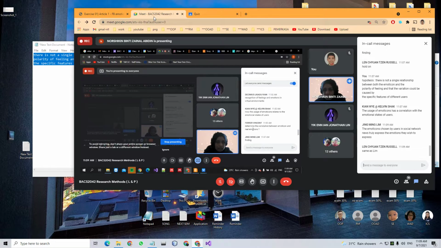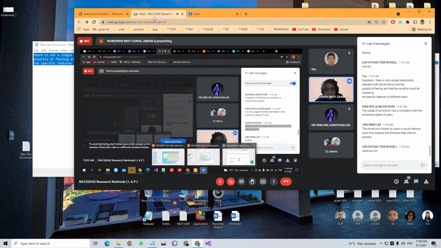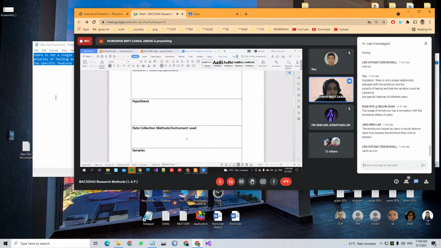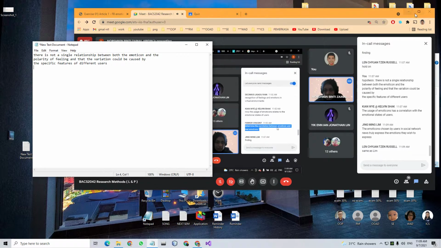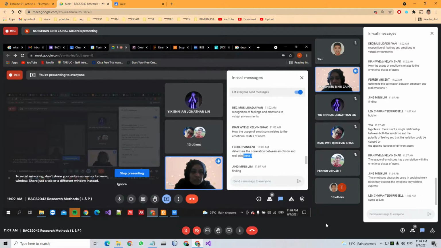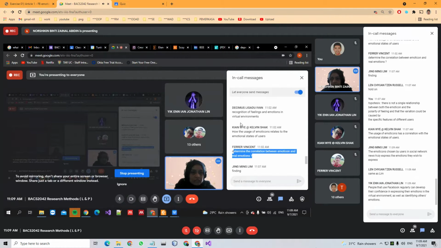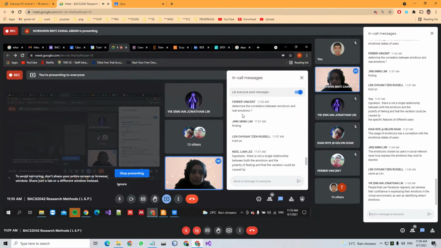To Shak and Farah: determine the correlation between emoticon. This one is not really a hypothesis, right? Because I'm asking about hypothesis. For Farah, Vincent, that's not really a hypothesis. Yeah, for a hypothesis, you need to write something like this or like this. This is not really a hypothesis, but good.